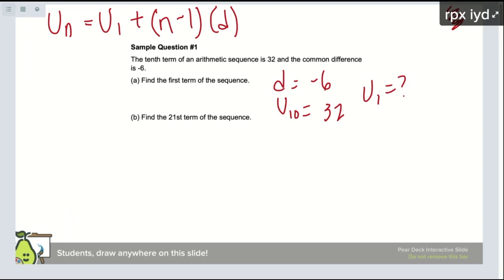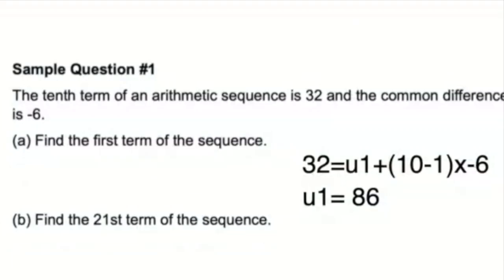All you're going to do is substitute what you know into this formula. And remember, since this is 10, n will equal 10 because that's the place. So we have everything we need for that. So go ahead and see if you can solve that.